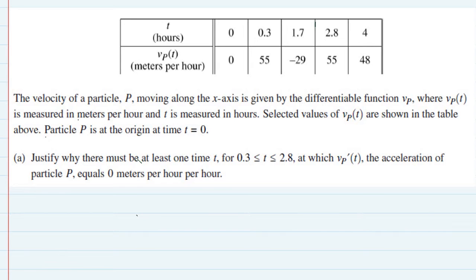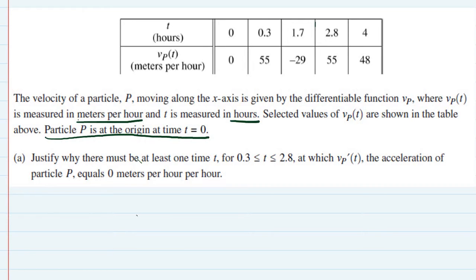This is the AP Calc AB 2019 FRQ problem number 2. It says that the velocity of a particle p moving along the x-axis is given by the differentiable function v sub p, where v sub p of t is measured in meters per hour and t is measured in hours. Selected values of v sub p of t are shown in the table above. Particle p is at the origin at time t equals 0. They give us, therefore, this last sentence as the initial position of the particle.